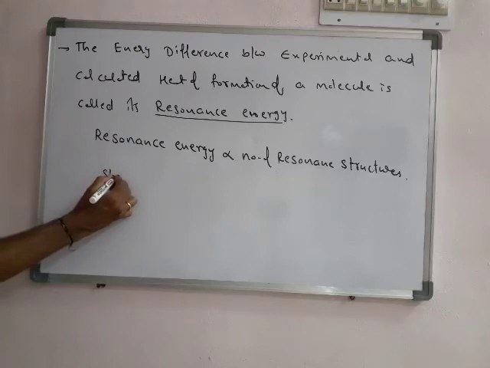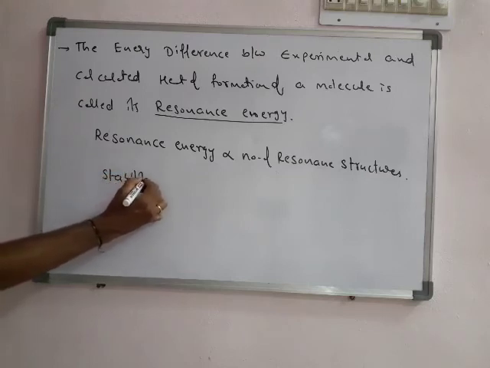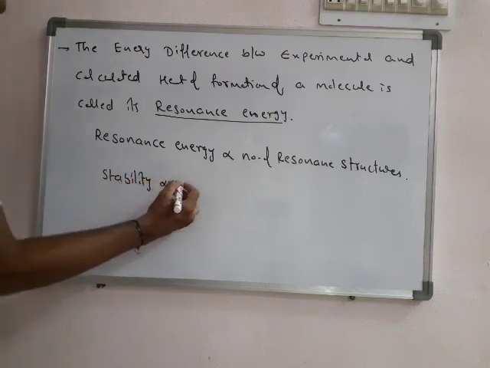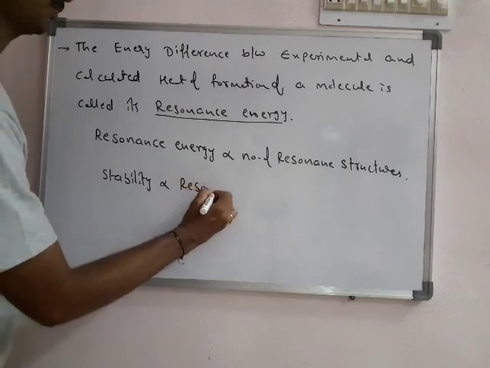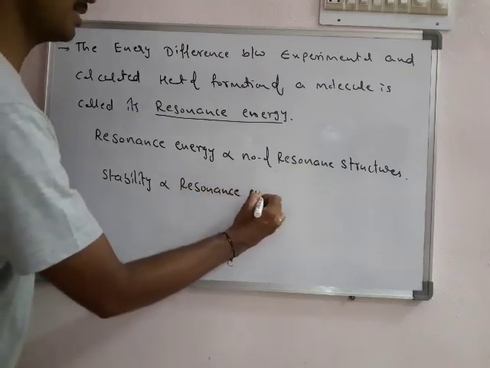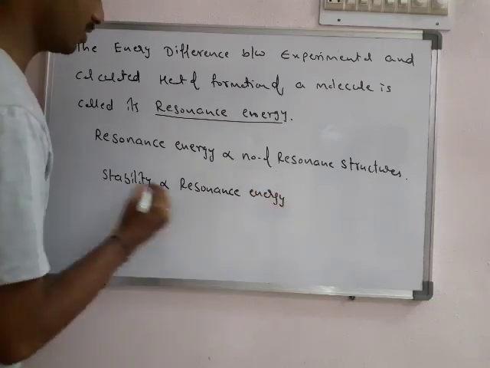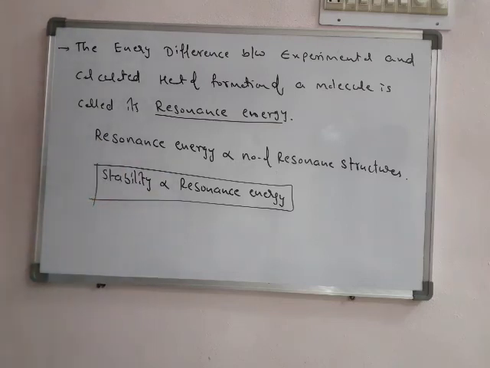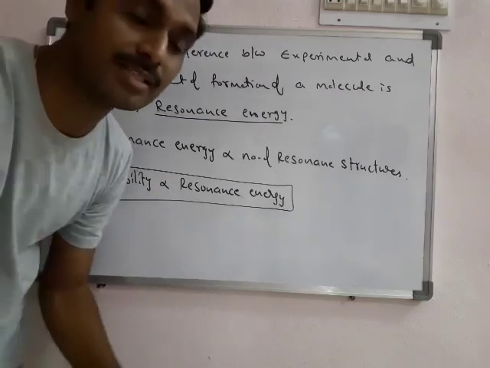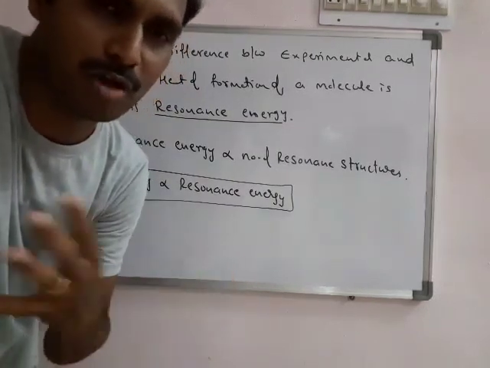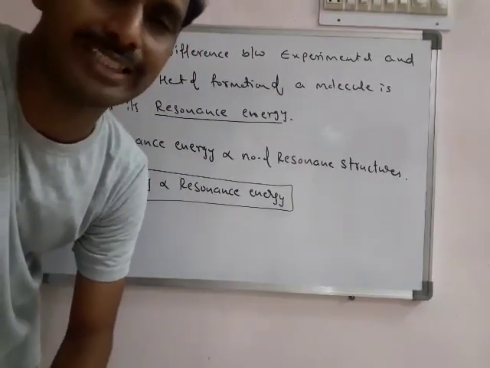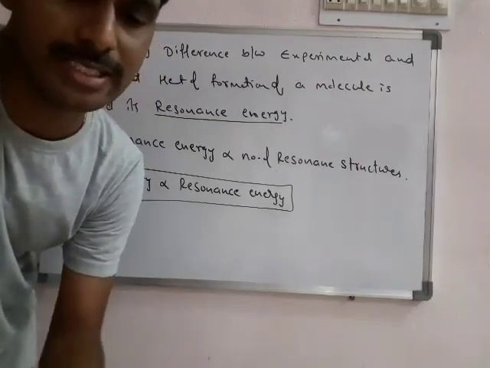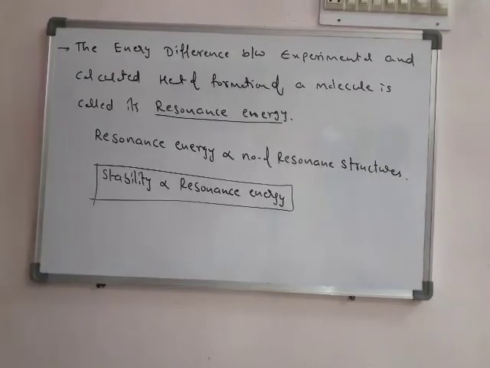Next, stability is also directly proportional to resonance energy. Resonance energy means losing of energy. More losing of energy means increasing of more stability. For example, benzene has 36 kilocalories per mole of resonance energy. Per mole, resonance involves 36 kilocalories of energy released. Means finally their stability increases.